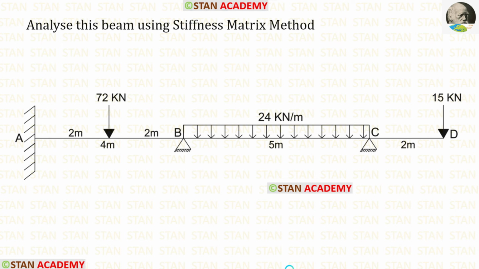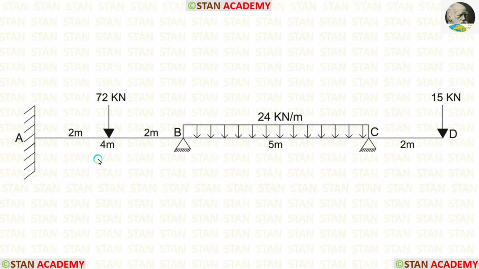Hello everyone. Today we are going to analyze this beam using stiffness matrix method. Before analyzing, let us see the beam one time. In this beam, there are two spans, span AB and span BC. Also, there is an overhanging span CD.